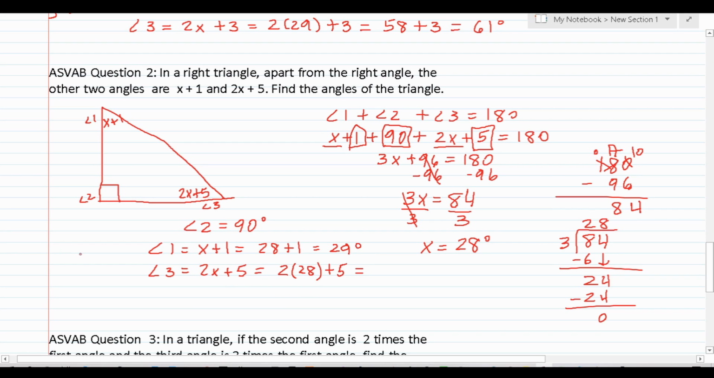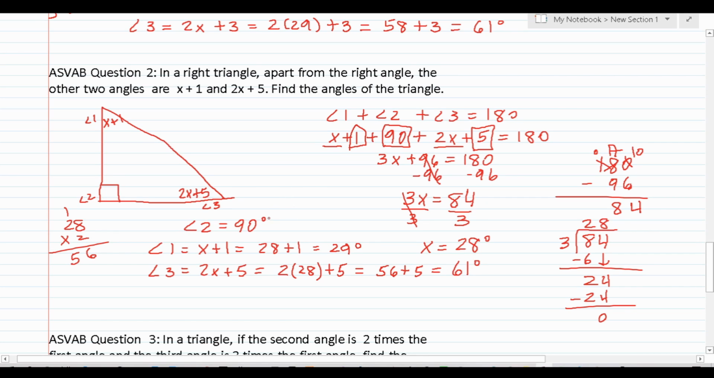And again, that's not an easy one to do in your head, so let's work it off to the side. 28 times 2. 8 times 2 is 16, carry your 1. 2 times 2 is 4, plus 1 is 5. Let's go ahead and keep working this out. Again, this is 56 plus 5. 56 plus 5 is going to be 61 degrees.